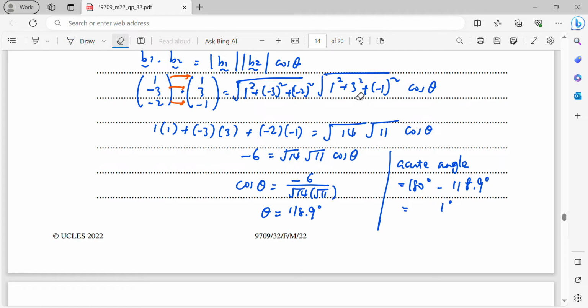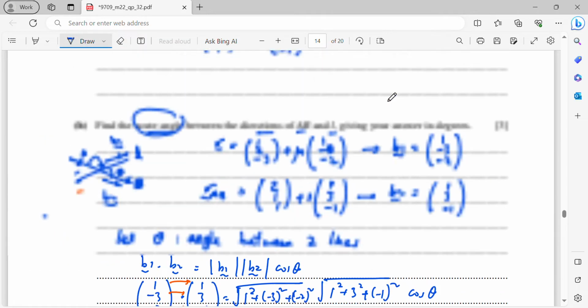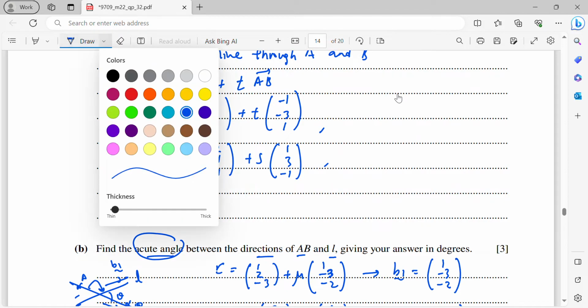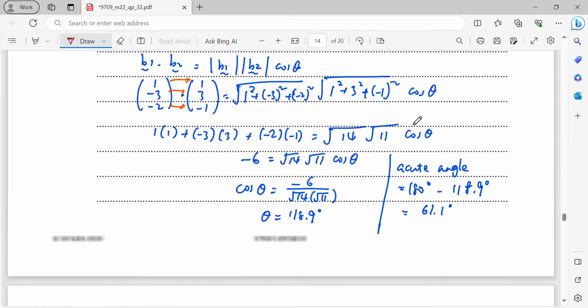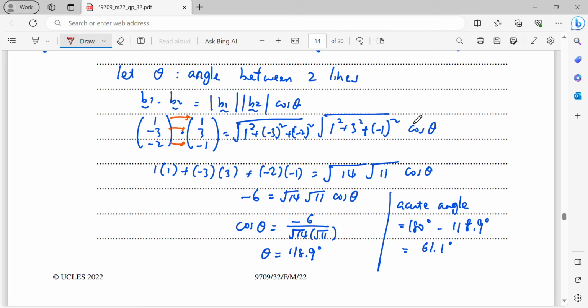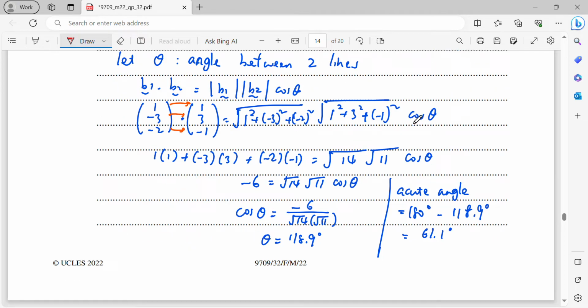I get this obtuse angle because I have factorized the minus from the original direction vector. If you are using this in the calculation, you will directly get the answer. So it's not wrong, but here is the method. Here is the working if I factorize a minus from the direction vector.